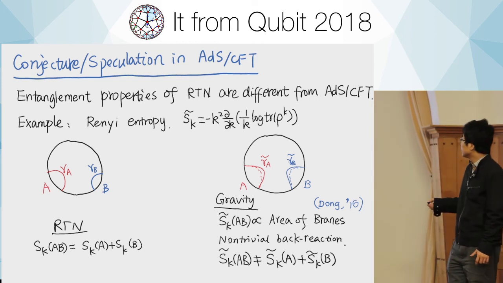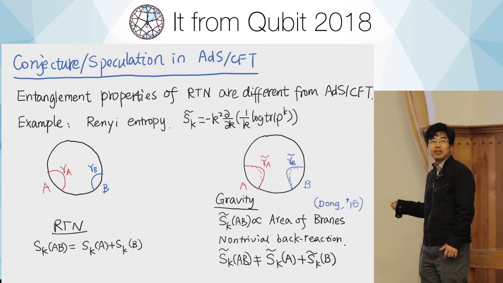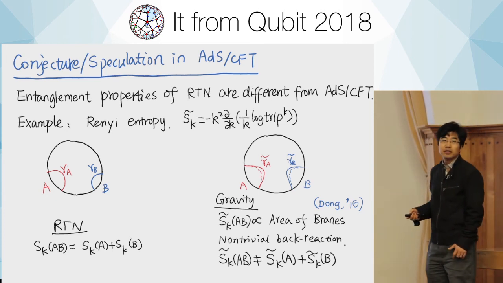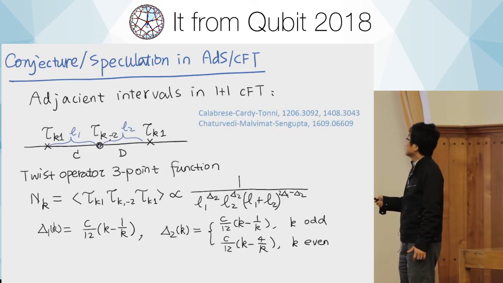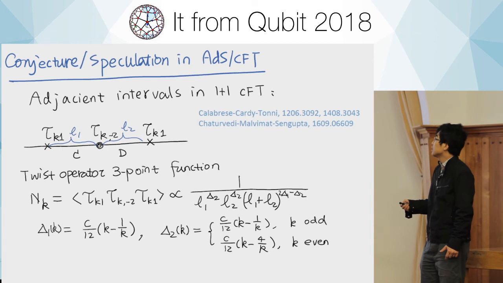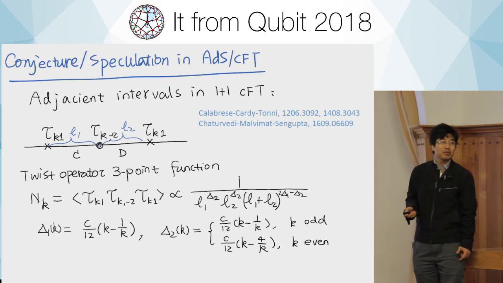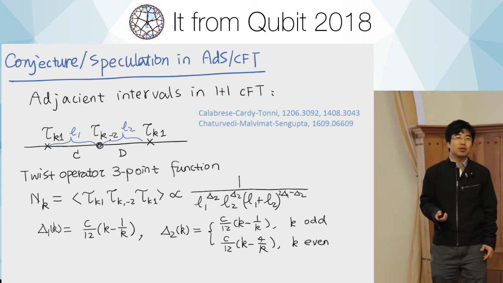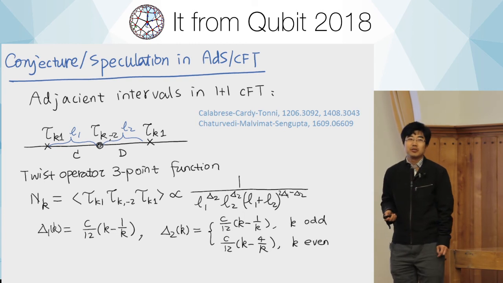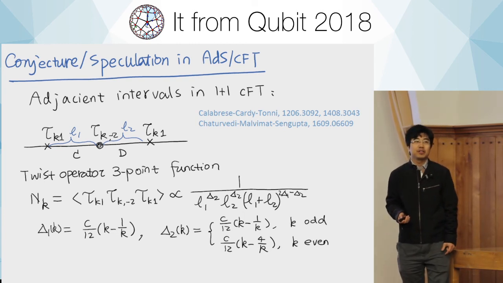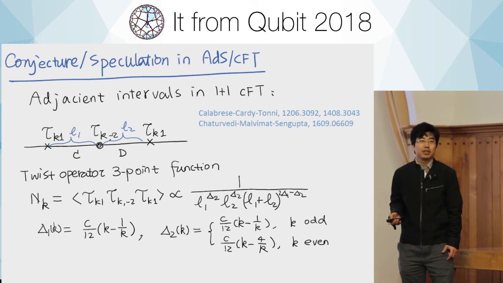So that shows how you go from tensor networks to gravity and what's the difference. And similar things should happen for negativity in a more complicated way. So in the simplest case, if you have adjacent intervals in 1+1 CFT, then the situation is simple because it's a 3-point function of twist operators in CFT and it's completely fixed by conformal invariance. So you just need to know the scaling dimensions of the twist operators and you know the results.